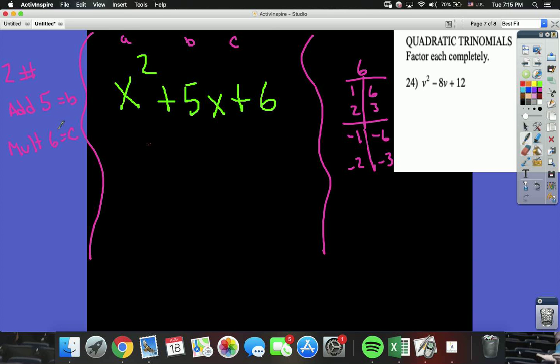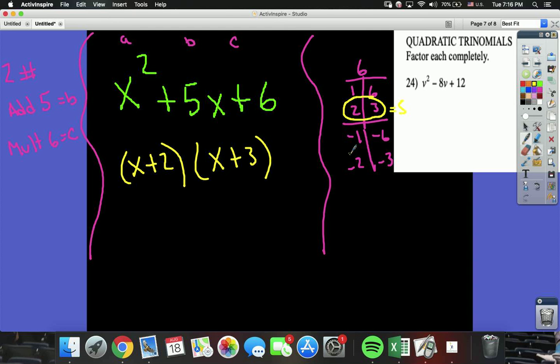Now again, my rule says I need two numbers that add up to 5 and multiply to 6. All of these multiply to 6. I need them to add up to 5. So 1 plus 6, is that 5? No, that's 7. 2 plus 3 gives me my 5. So I'm going to use that. So your factors are going to be x plus 2 and x plus 3. You're done. These are your factors right here.